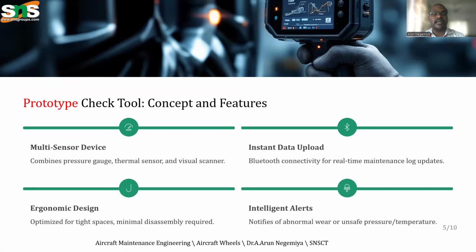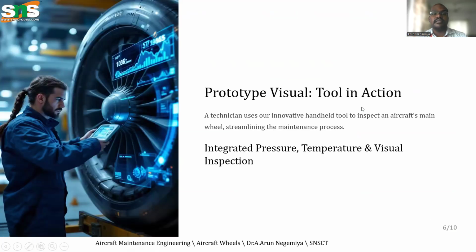And the next one is ergonomic design. In this case, we check the tight spaces and what assembly we will require. These are all the things that can be taken into account for these cases. The next one is the prototype visual and tool in action.